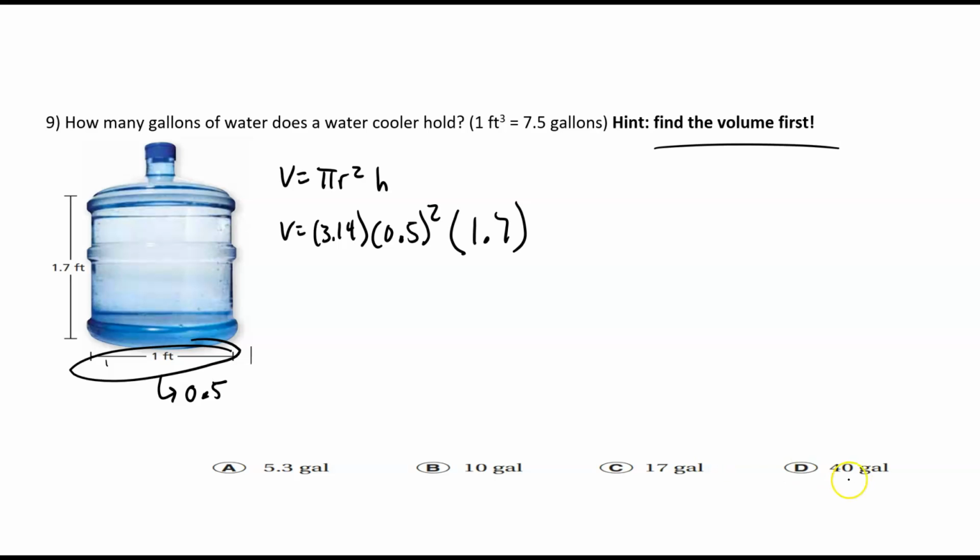Whatever answer you get, you're not going to see down there, because the whole problem said, how many gallons of water does the water cooler hold? It didn't just say find the volume. You have to find the volume in order to then find how many gallons it holds. So whatever your volume is, take that and divide it by 7.5, and that should get you towards your answer.